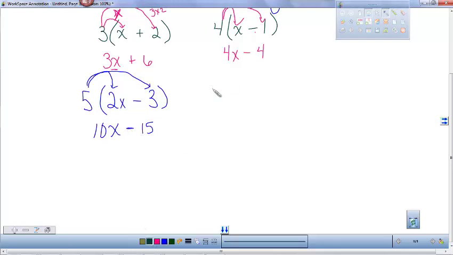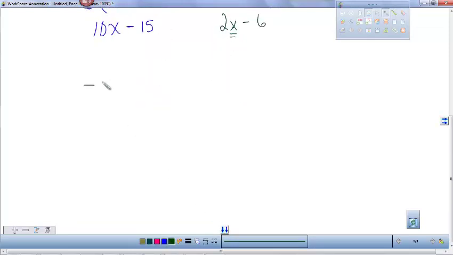If I have 2 times (x - 3), I take 2 times x is 2x. I take 2 times 3 is 6, and I have one minus, so it's a minus. And remember, you're finished because this one has a letter, this one doesn't. So you're finished. That's the answer. It's simplified. Sometimes they get a little bit harder if you have a negative.